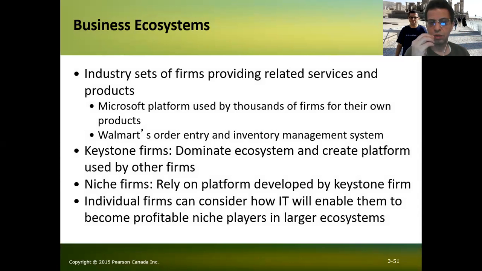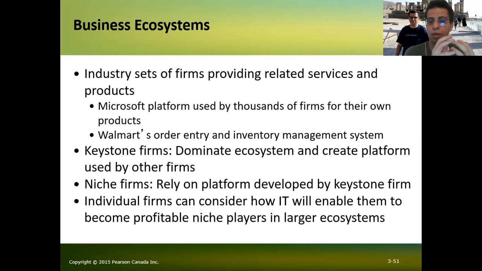In the business ecosystem, an industry is a set of firms providing related services and products. For example, the Microsoft platform is used by thousands of firms for their own products. Walmart has order entry and inventory management systems. When you go to a supermarket, some supermarkets do not buy your product. They only provide you shelves, and some of them just rent them. So you put your stuff on that shelf and they don't pay you anything. You have to pay them for putting your products there.